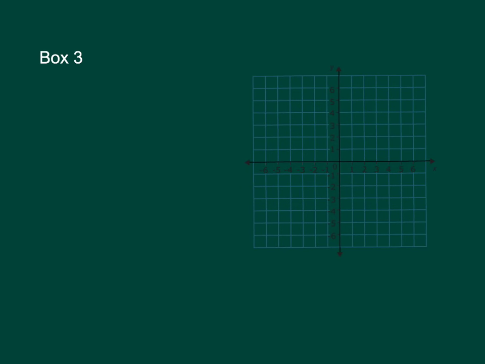Alright, so in box 3 we're going to graph our first equation. So let's try y equals 1/2 x plus 2. That's an x right here. It doesn't look like one, but that's supposed to be an x. So y equals 1/2 x plus 2.